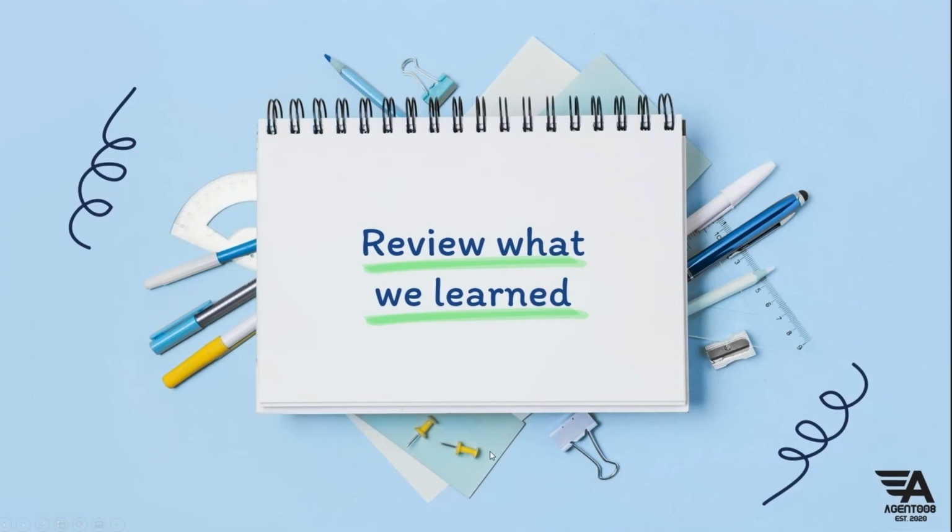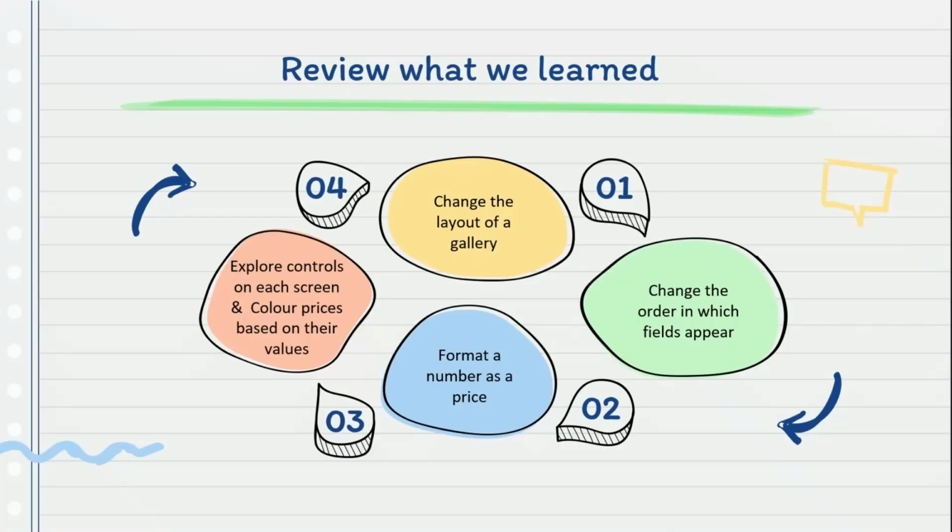Let us review first what we learned on our previous session. We learned how we can change the layout of our gallery, and we did some practice. Also, how we can change the order and the fields that appear within the edit form or display form that we have. And if we have numbers, how we can change the format for the coloring, or change from text to a number with the price and all this stuff.